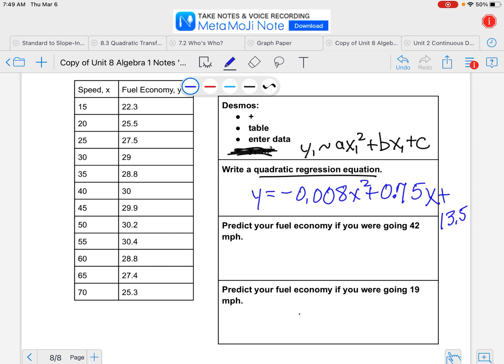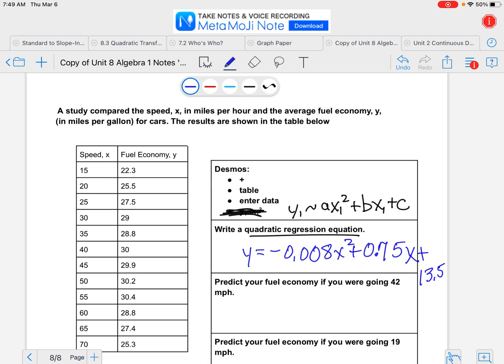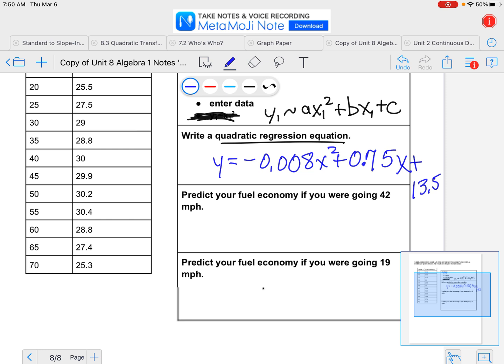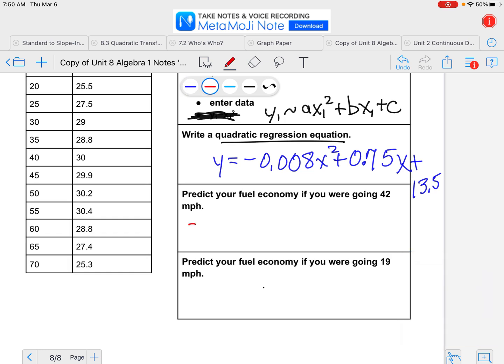Predict your fuel economy if you were going 42 miles an hour. So you could do a couple of things. First of all, go up here and see what the fuel economy is, y, and the speed is x. So 42 miles per hour, we could do a couple of things. We could just take this equation and substitute 42 for all the x's and type it in your calculator or Desmos.